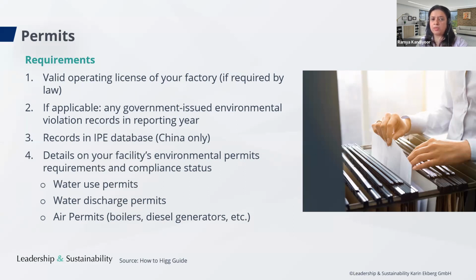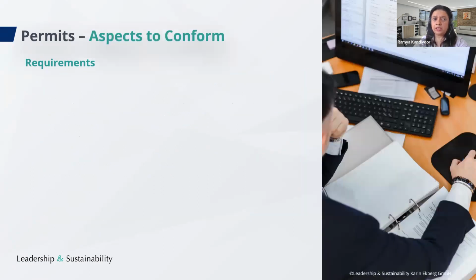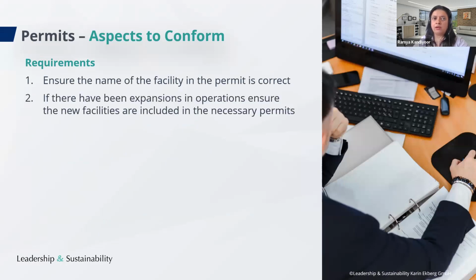So for your air permits, for example, if you have a boiler on site or a diesel generator on site, you would require to upload these permits as well. Your chemical permits, etc. And an aspect to confirm here is that you should ensure that the permit is issued in the actual facility name. If you have had expansions, many a time we see that the facility has gone in for an expansion, but the expanded units, they might be adjacent to each other, but there are no permits available. So this should not happen.